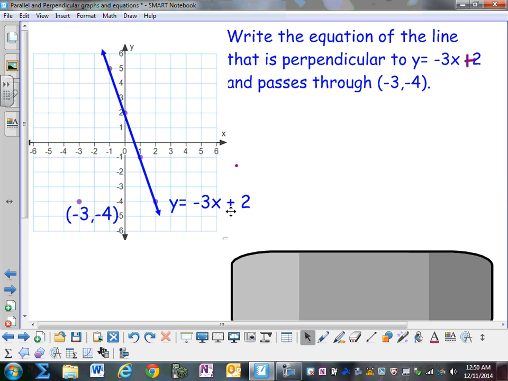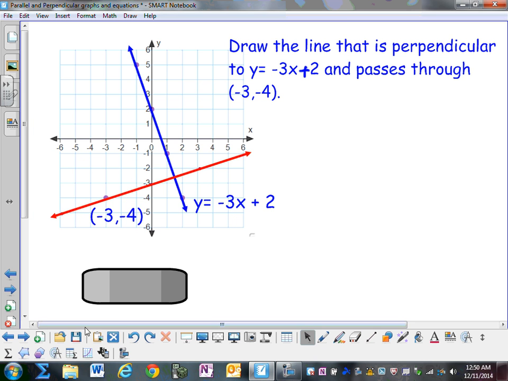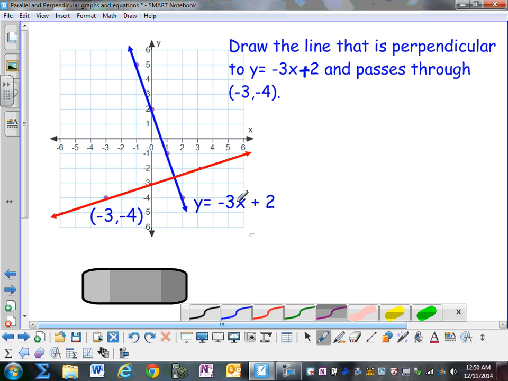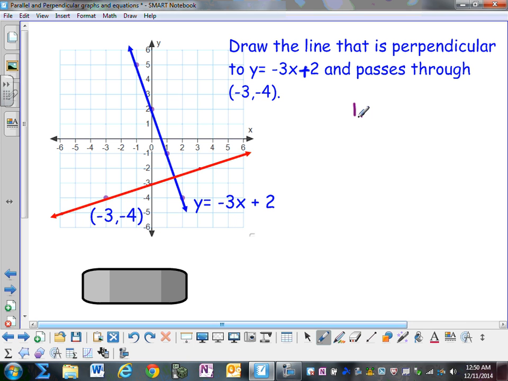So now I can write the equation of a line that is perpendicular to y equals -3x plus 2 and passes through -3, -4. And in order to do that, I need two pieces of information. I need the slope of the first line, which is -3. And since it's perpendicular, I'm going to take the opposite reciprocal. I also need the point on the second line it's going to pass through, which is -3, -4. So now I can write my equation.